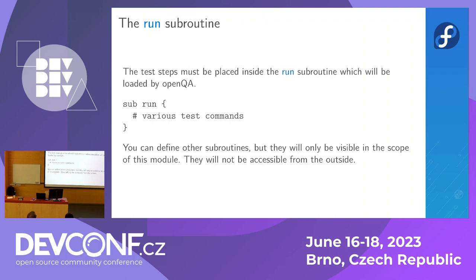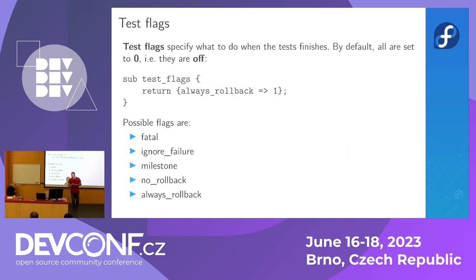It should have a subroutine called run, where all commands must go. You can also use other subroutines in the test scripts, but then these are only visible in the scope of that module and not outside of it. So you can prepare some routines of your own. You can use them then in the run subroutine, but outside of the module, only the subroutine run will be visible. And then it ends with the test flags.